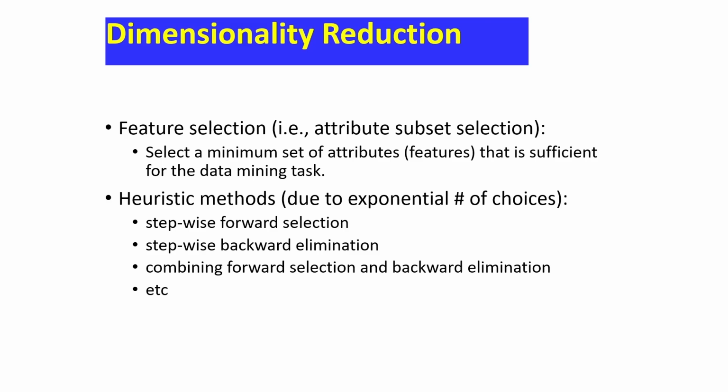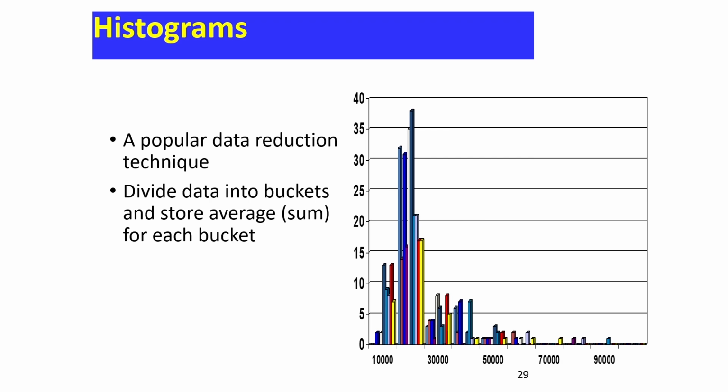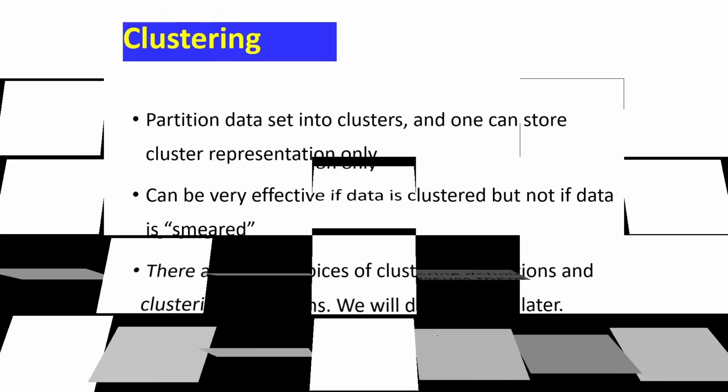So, feature selection, heuristic methods are also used. You can have a minimum set of attributes that may be sufficient for the data mining task, or you can use heuristic methods to do that. I can use histogram plots to know which variables or features have the highest impact. This gives you buckets, and you can see one bucket here, one bucket there. That is possible.